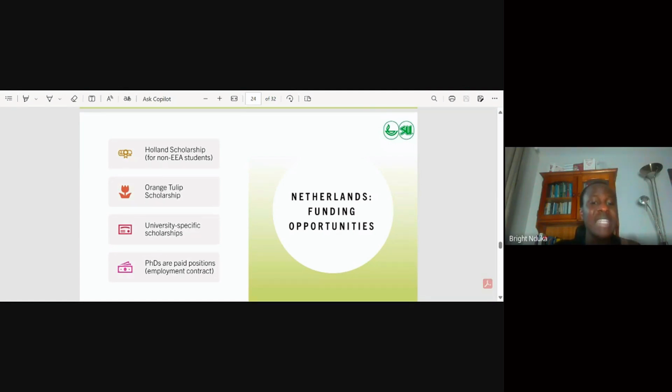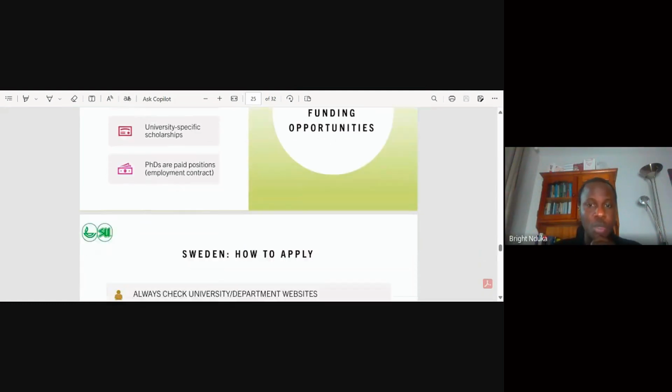And PhDs are paid positions. So for Netherlands, when you apply for a PhD program, you are not a student, you are an employee. They give you employment, it's a paid position. So you are paid to carry out PhD research in Netherlands. Interesting, right? These are opportunities that you need to also look out for in Europe.